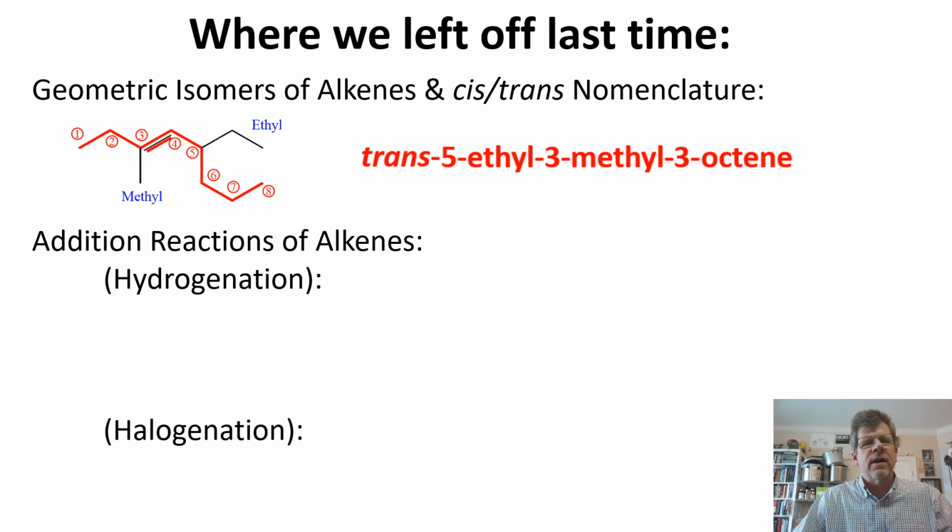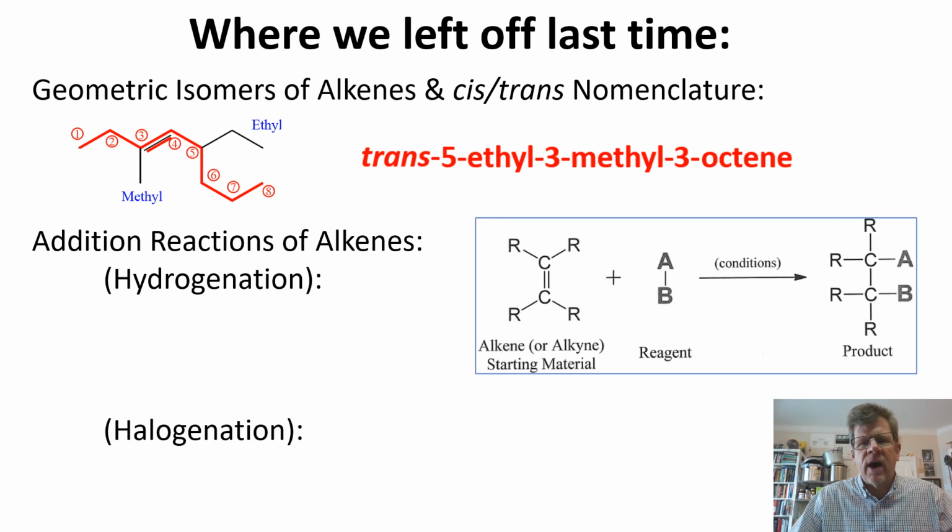From there, we had gone into actual chemical reactions involving alkenes, specifically addition reactions of alkenes, in which we have a reagent which is distributed over our carbon-carbon double bond to become a carbon-carbon single bond. And we had looked at two examples which involved what are called symmetrical reagents. See our reagent here, A and B have to be the same thing, like two hydrogens or two chlorines or two bromines or that sort of thing. It's symmetrical. What's on one side is on the other.